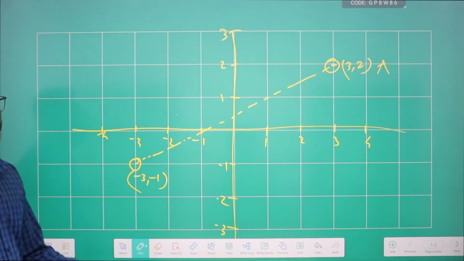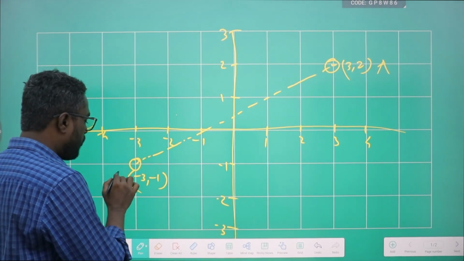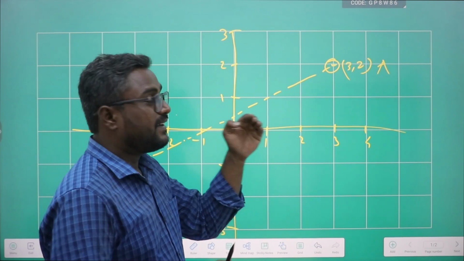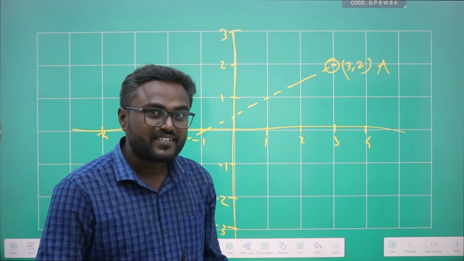Here. Now I need to find the slope of the line, let us take it in reverse now, from A to B. Just imagine, what did we do in the last part?